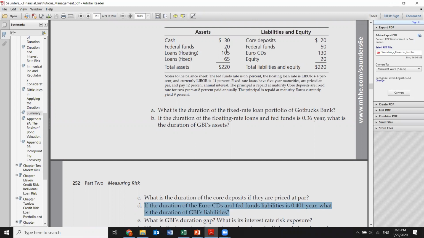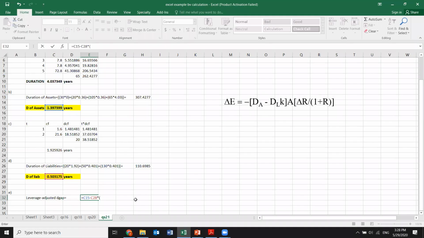If our asset is 220 and equity is 20, what should be your liability then? It should be 200 over 220. Very true. So we have a duration gap, the leverage adjusted duration gap. Here we got it: 39 minus, okay, good. So this is the adjusted leverage gap.